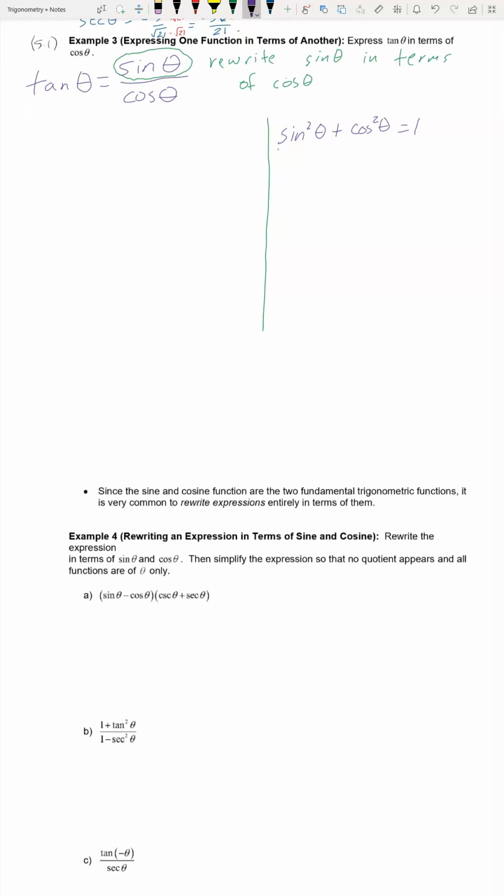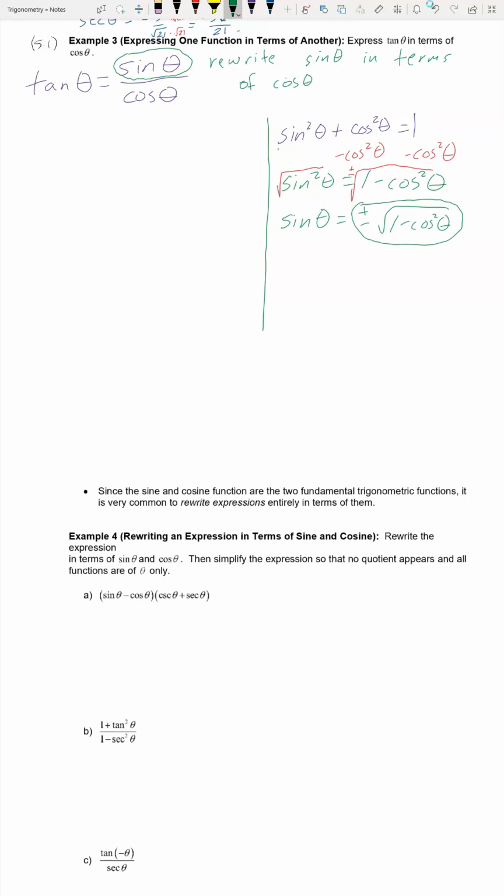Now we must solve for sine of theta. First, we will subtract cosine squared theta from both sides. Now we have sine squared theta equals 1 minus cosine squared theta. Since the identity for tangent of theta has a sine theta in it, but not a sine squared theta, we need to square root both sides to get rid of the squared. When we square root both sides, we mustn't forget the plus or minus. Now we have that sine of theta is plus or minus square root of 1 minus cosine squared theta.